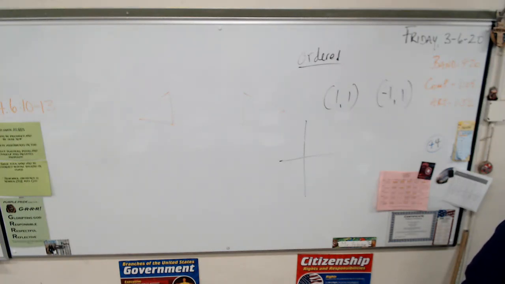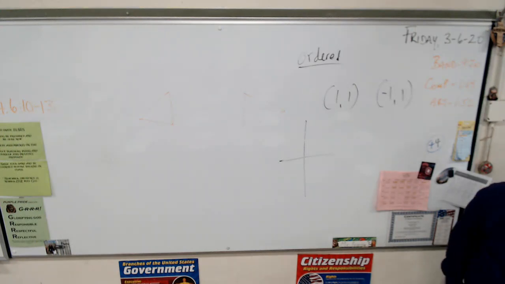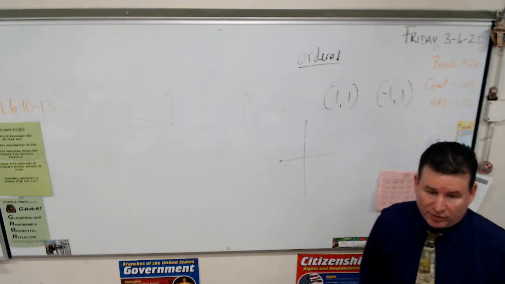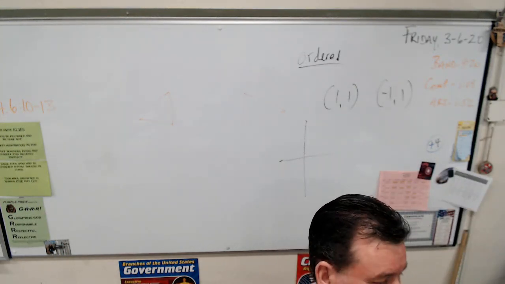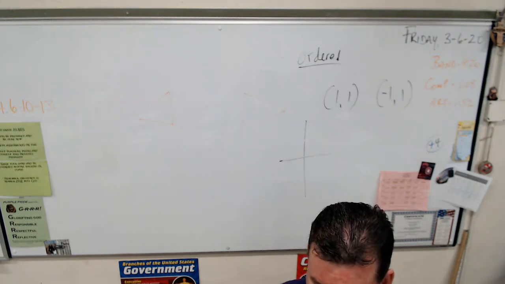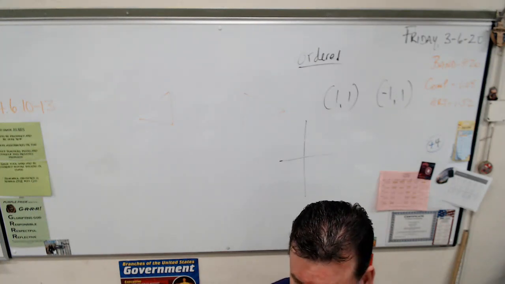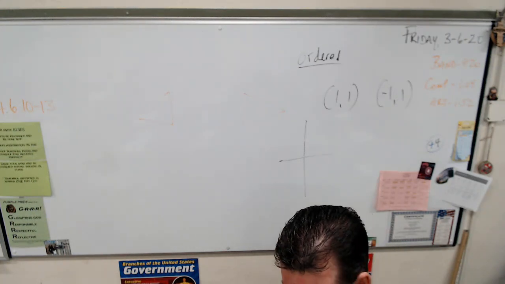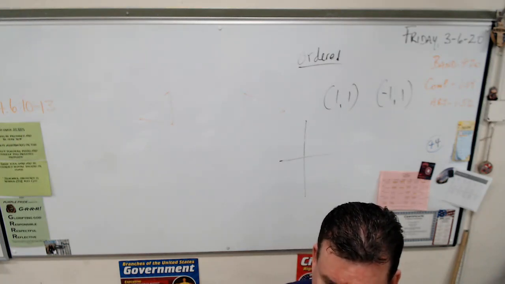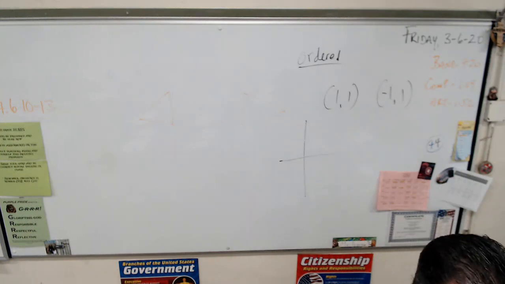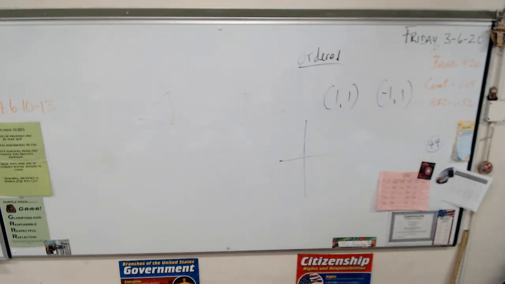Go to page 406. How many know what symmetry is? Have you heard that word before? Yeah. What is symmetry? It's the same or reflected on each side. Okay, so if you can draw a line through any object, and that line creates an image where one is a reflection of the other, that's called a line of symmetry.